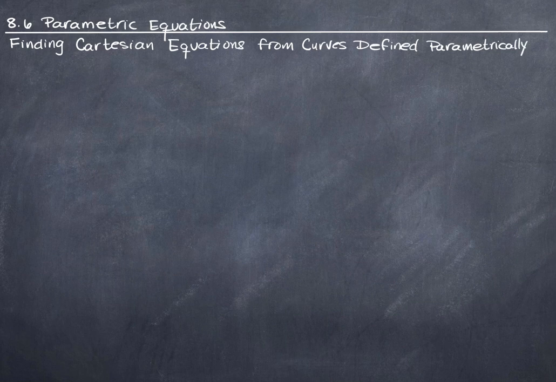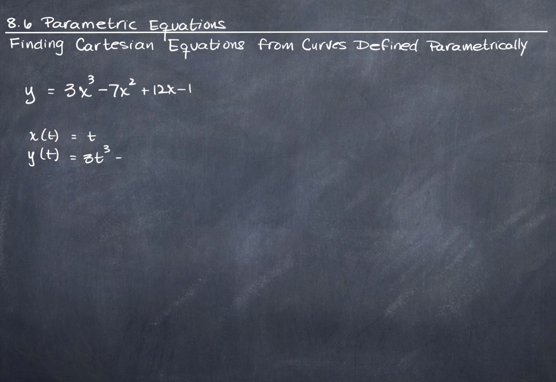This subsection is really an extension of the last one, except that there are some techniques that we can use, and that's what we're going to focus on in this video. Remember, early in the previous video, I said if you had an equation like y equals 3x cubed minus 7x squared plus 12x minus 1, I'm making a big nasty one on purpose, you could write parametric equations for that very easily. All you have to do is let x equal t, and then y is 3t cubed minus 7t squared plus 12t minus 1.